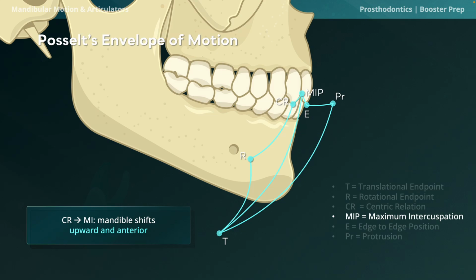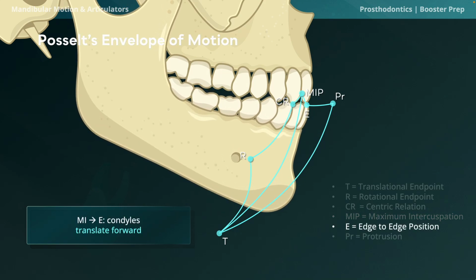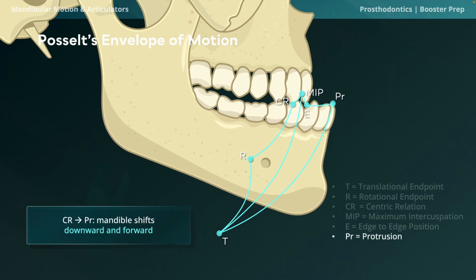Alright, next movement will be from MIP to the end-to-end position. And obviously, this is accomplished by the condyles translating forward and down the eminence. Pretty simple. Lastly, we have the anterior most point, which represents maximal protrusion. So all in all, from CR to this protruded position, you can appreciate the mandible moving forwards and downwards, since again, the condyles have to travel down the eminence.